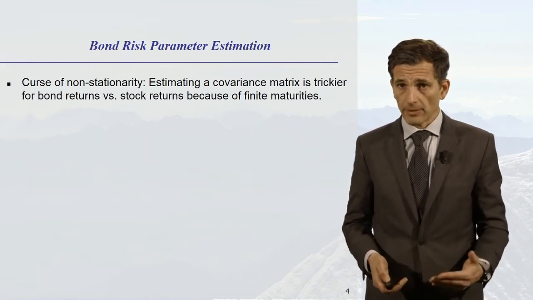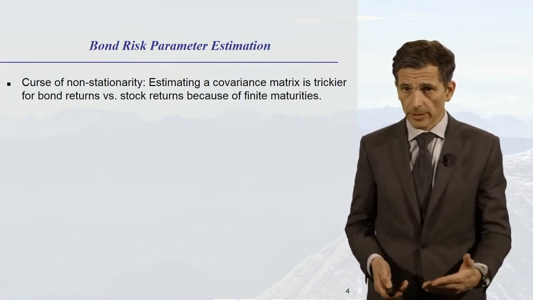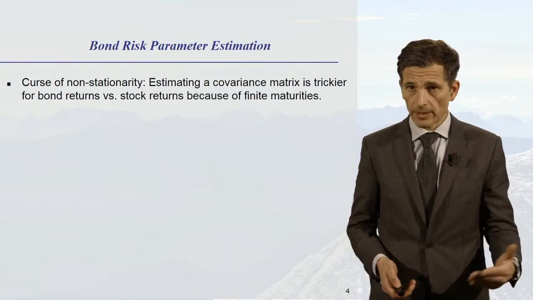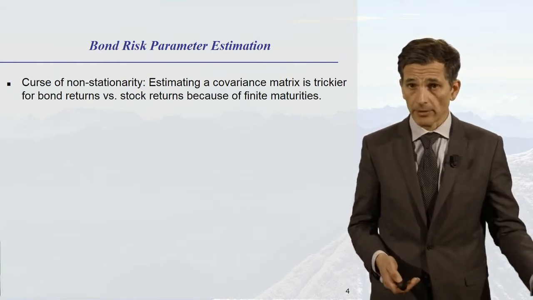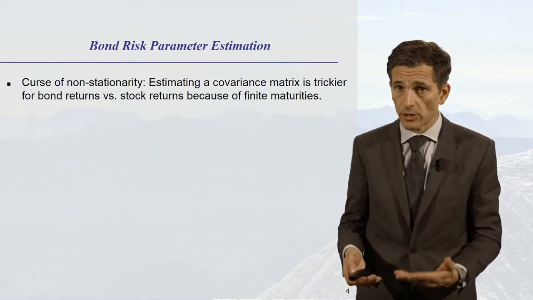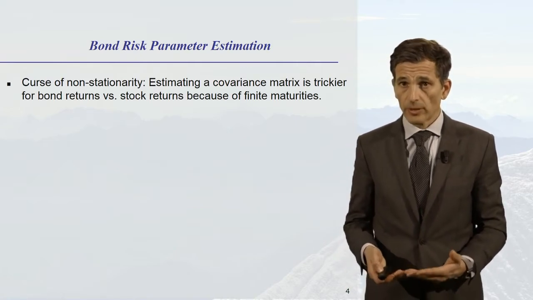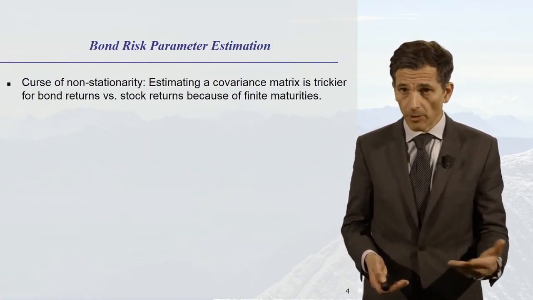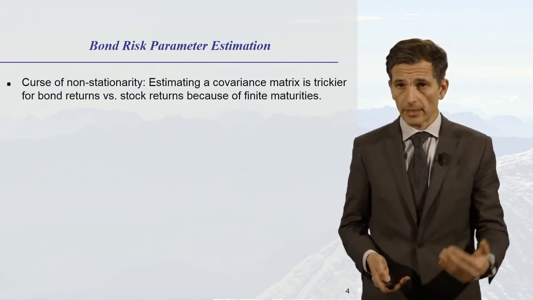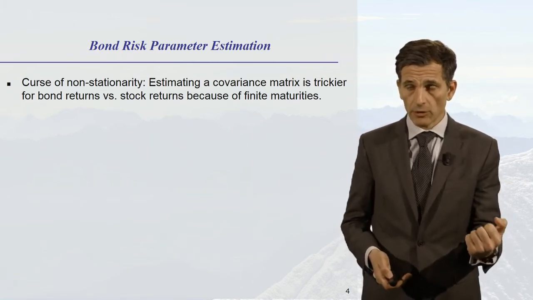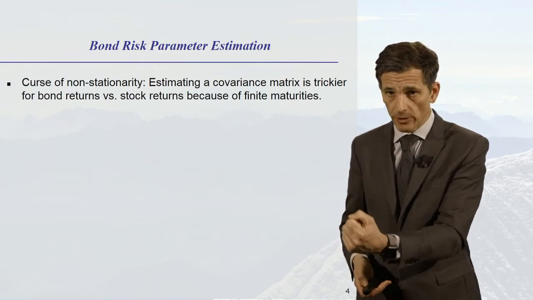Okay, let's start with the curse of non-stationarity. The problem here is, of course, that stock returns and bond returns volatility varies over time. Also, correlation varies over time and across the business cycle. And we have accumulated evidence that they are not constant. But the situation is actually even worse for bonds because of their finite maturity. Remember what we said? A 5-year bond today, in a year from now, will be a 4-year bond.